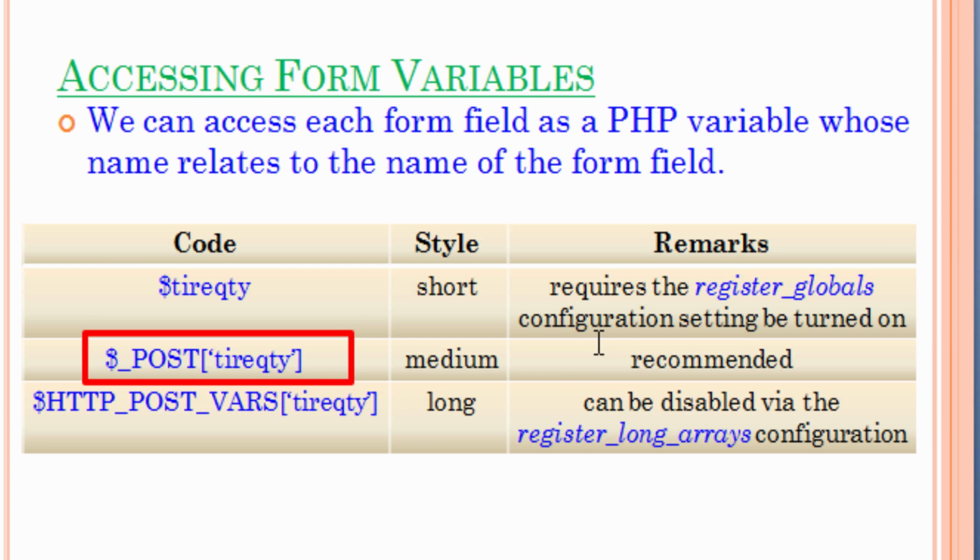The second method for accessing form variables is the super global POST array, and it is medium and recommended. In this we just pass the name of the field and we will get that data. There is a third style, HTTP post variables, but it can be disabled via register long arrays.